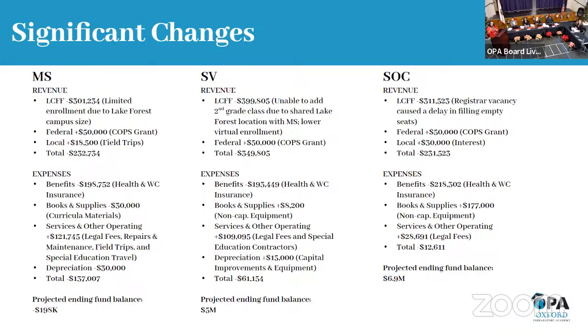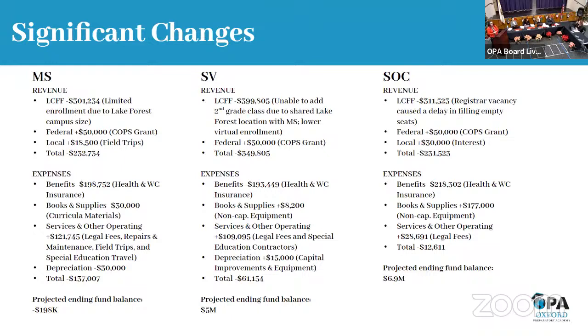So even though we had reductions in revenue across the campuses and still savings across the expenses, SV is still showing a projected ending fund balance of $5 million, and SOC is projecting an ending fund balance of $6.9 million. The middle school is projecting a negative $198,000 fund balance amount. That's kind of normal given that it's the first year of the school, so it's expected to be running in the red the way that it is. Any questions?